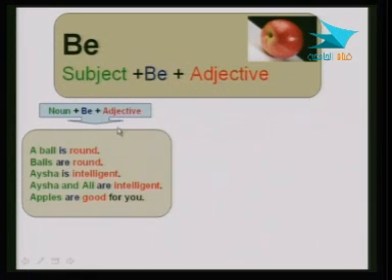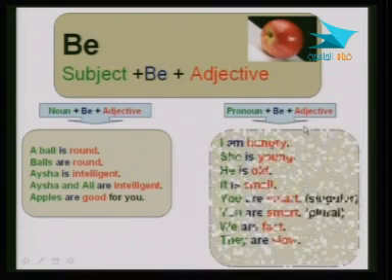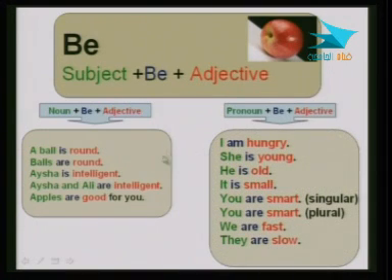So this is the first form of examples: nouns, verb be, and adjective. We can also have pronoun, a verb be, and an adjective. I am hungry. She is young. He is old. It is small. You are smart.